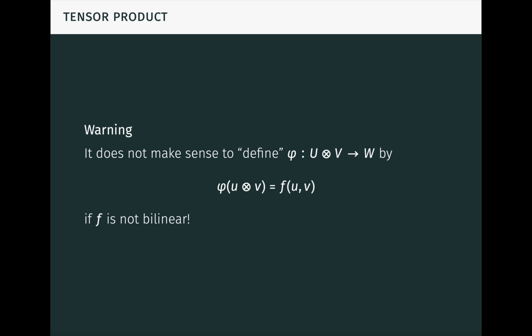At the risk of repeating myself, I want to warn again that it does not make any sense to try to define a linear map on decomposable tensors using a function that is not bilinear on the vectors. Such a function will not be well defined in general, let alone linear. So please avoid this. Okay, with warnings out of the way, let's look at some examples.